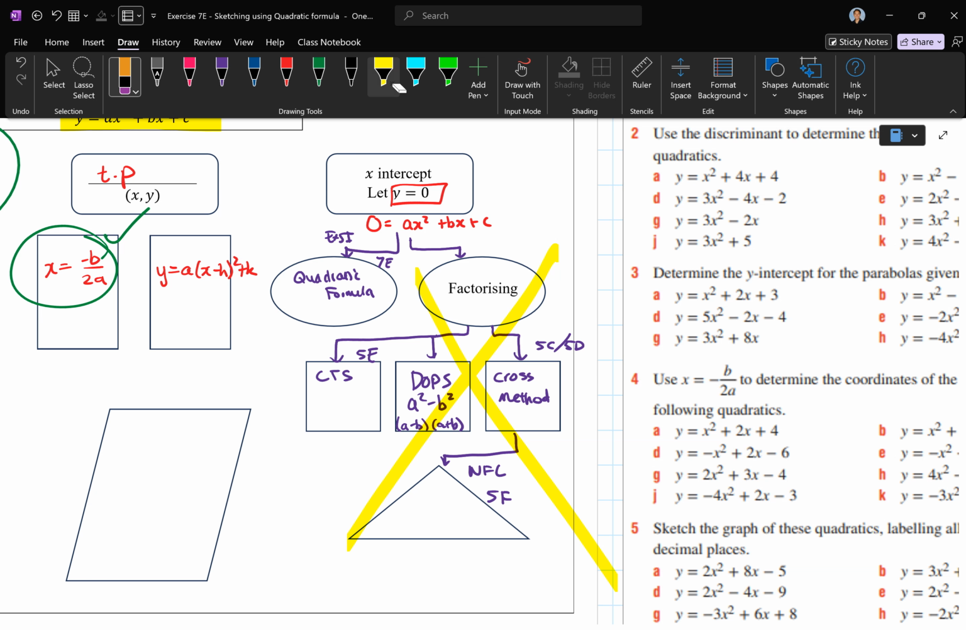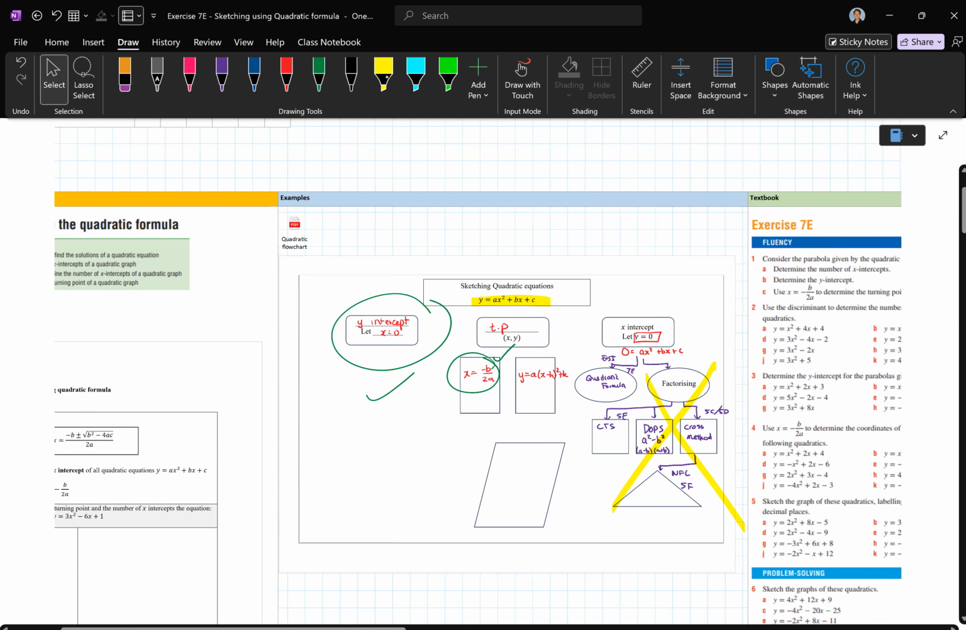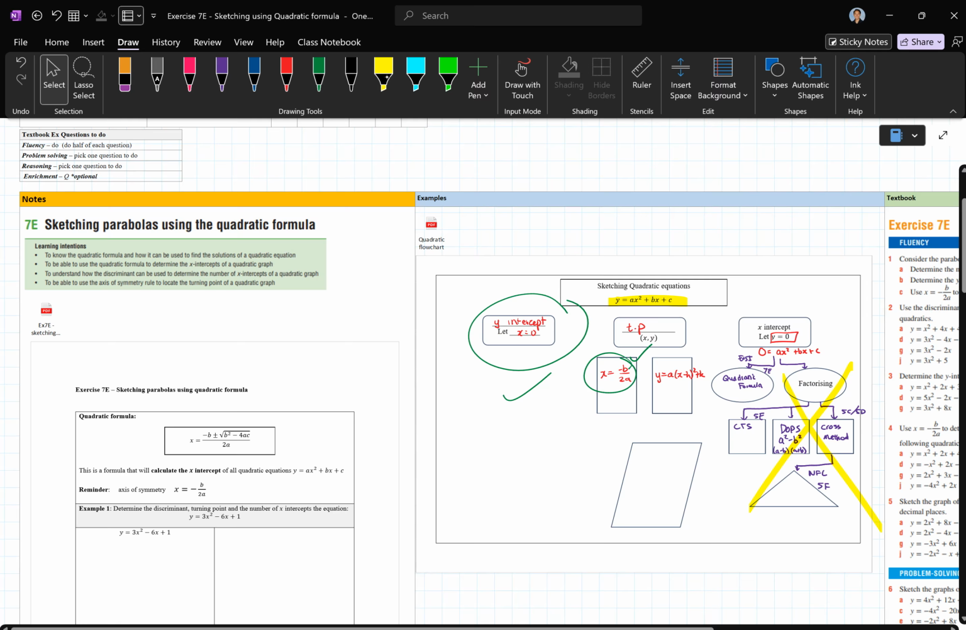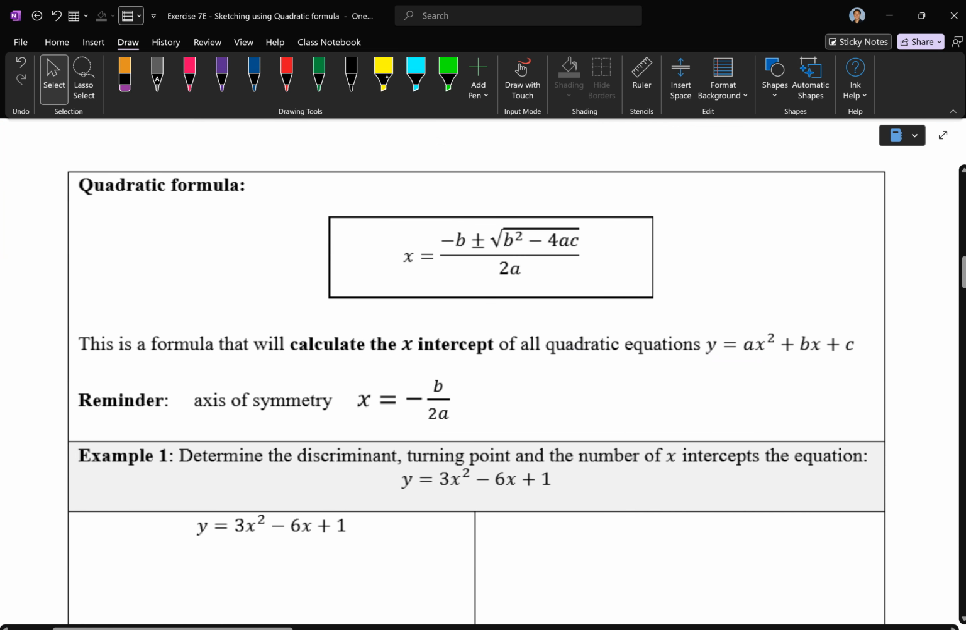Okay, so I'm going to show you how it is. Now look at your sheet. Let's have a look at your sheet that I've got for you today. That's the picture of what we're doing. Here's the formula.